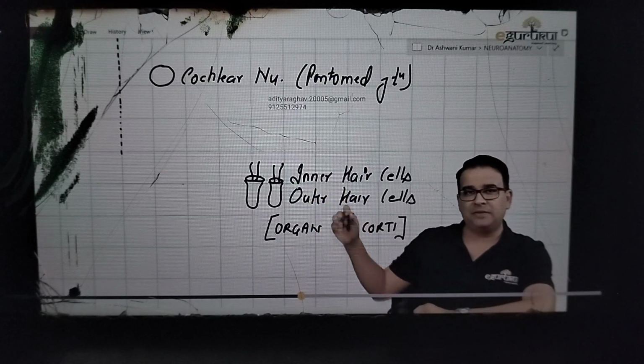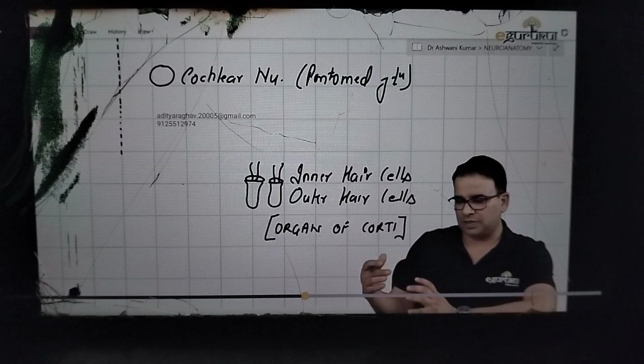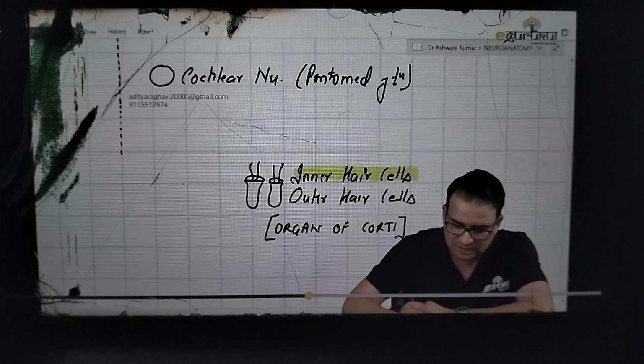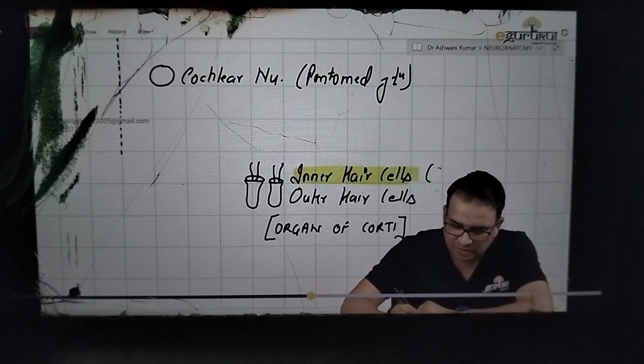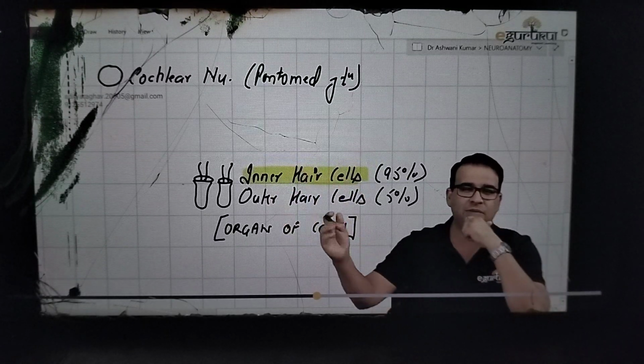But will it start mainly from the inner hair cell or outer hair cell? The first order afferent neuron of the auditory pathway will start from which hair cell? Well, it predominantly will start from the inner hair cell. 95% of fibers will start from the inner hair cell, and only 5% of fibers will start from the outer hair cell.